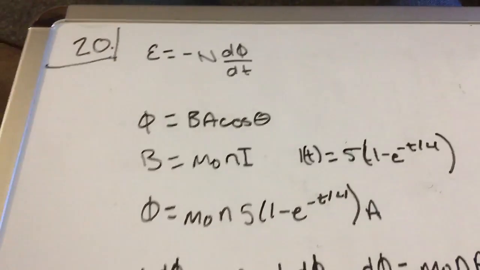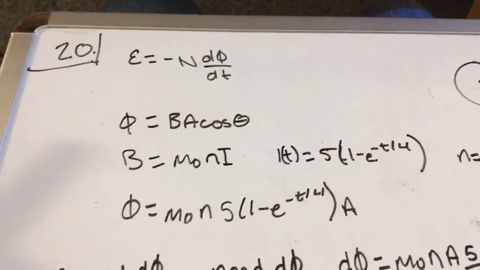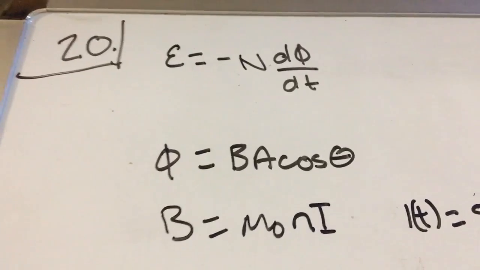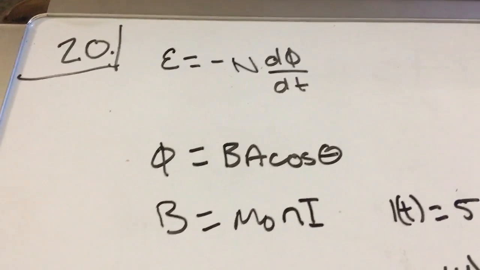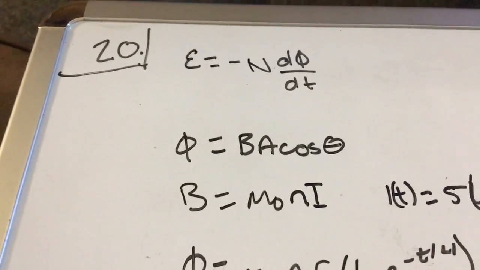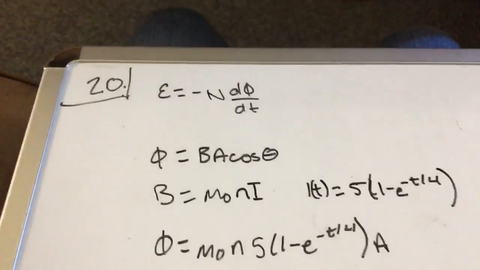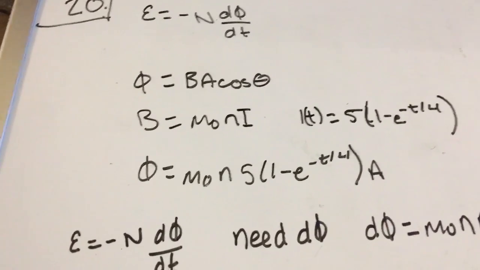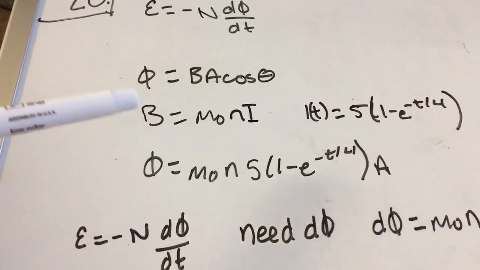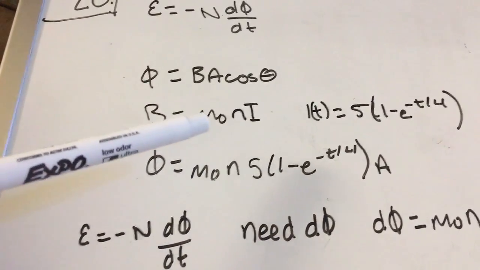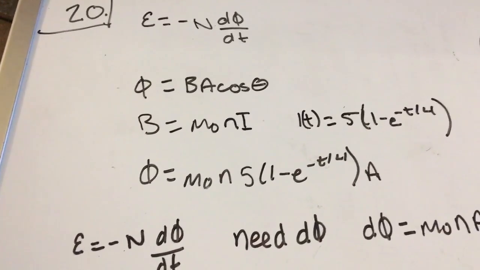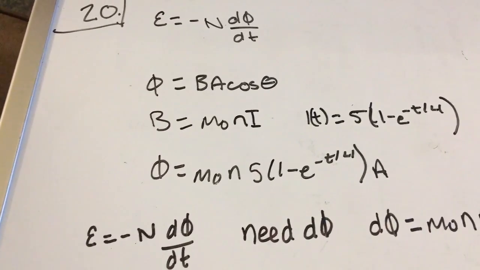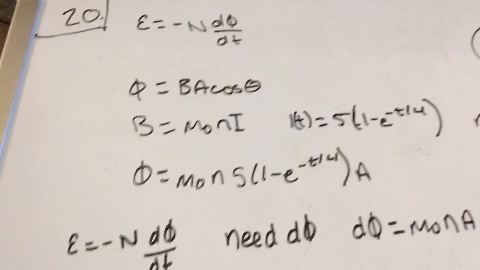In this problem, what is causing the change in flux is the magnetic field. Flux is equal to magnetic field times area times cosine theta. What is changing is the magnetic field, because as time goes on the current is changing, which then changes the magnetic field. Since the magnetic field is what's changing, B is equal to mu naught times n times I, where I is the current, n is the turns per meter, and mu naught is a constant.